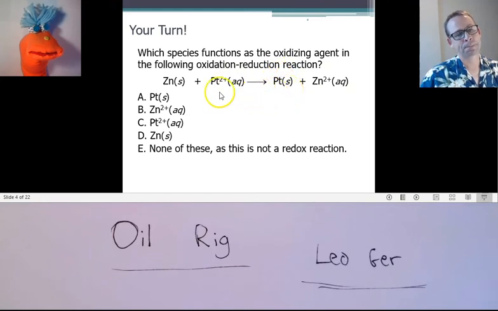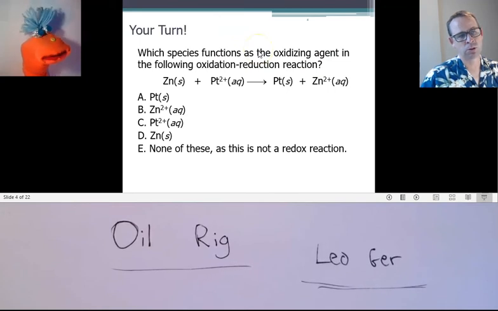Okay? Now, which species functions as the oxidizing agent? You remember how you can tell the oxidizing agent? You said that the oxidizing agent was the thing that was reduced or that did the oxidation. Right, which is basically the same thing. So, who was oxidized? Zinc was. Who did that? Who caused that oxidation? The platinum ion. Very good. So Pt2+ is our oxidizing agent because it caused the oxidation, or you can think of it as it was reduced, therefore it's the oxidizing agent.